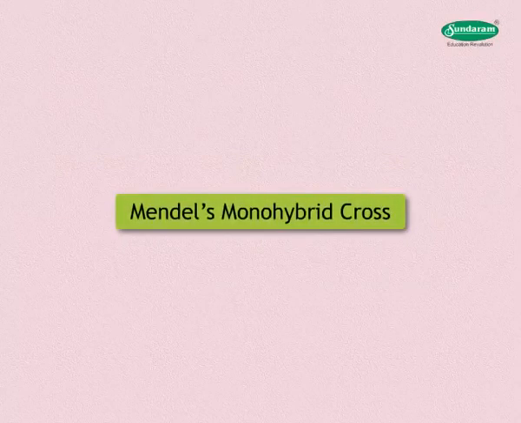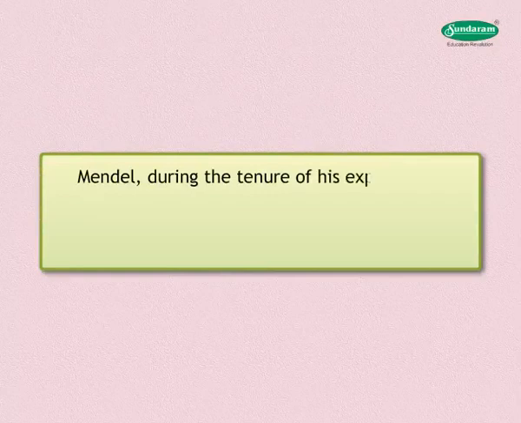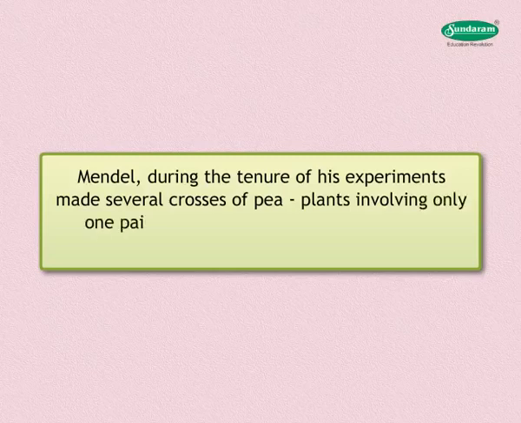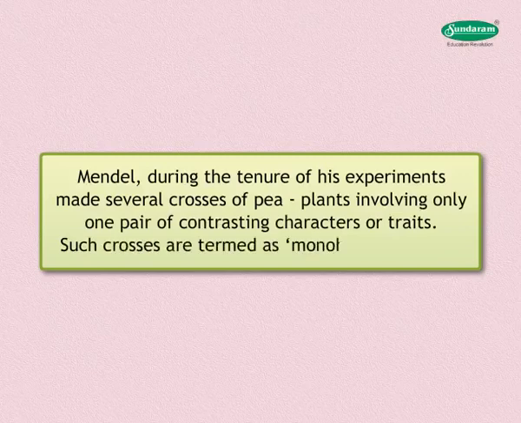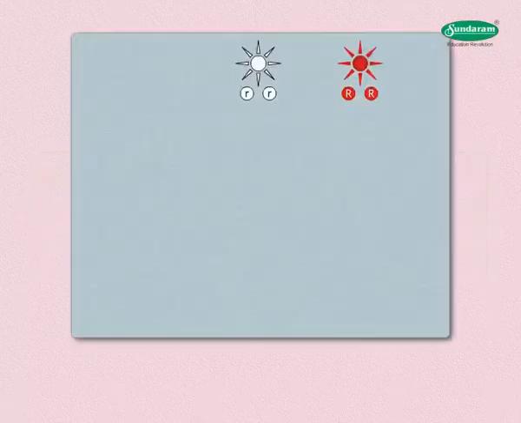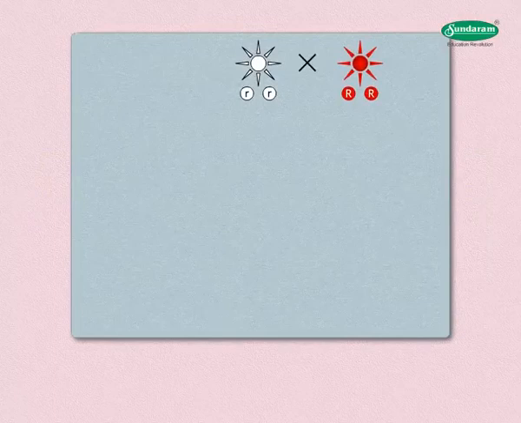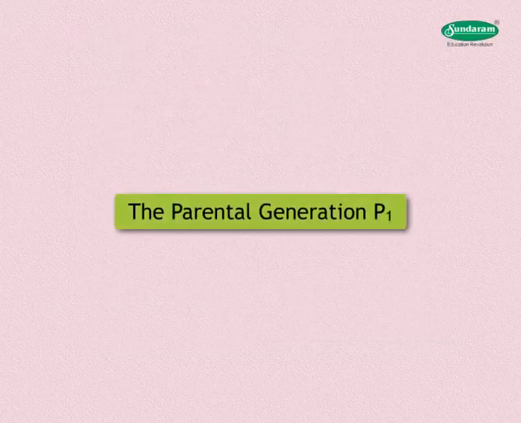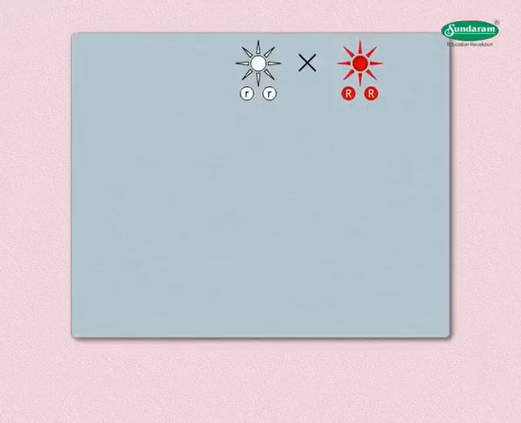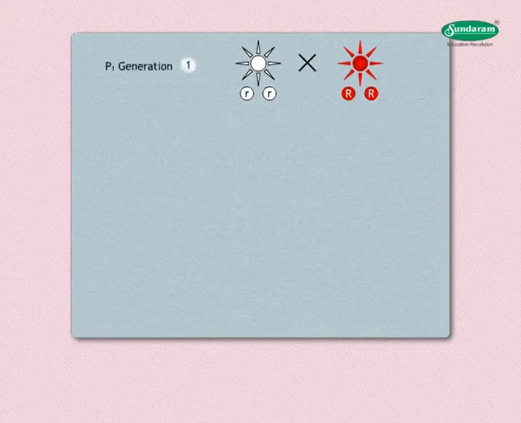Monohybrid Cross. Mendel, during the tenure of his experiments, made several crosses of pea plants involving only one pair of contrasting characters or traits. Such crosses were termed as monohybrid crosses. We shall consider Mendel's cross of red-flowered and white-flowered pea plants as an example to study and understand the monohybrid cross. The parental generation P1, red-flowered and white-flowered pea plants, were used as parents for crossing, and thus they are said to be plants of P1 generation.